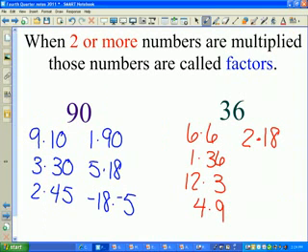So again, 6 times 6, those are factors of 36. 1 times 36, and also vice versa, those are factors of 36. So basically, two or more numbers. If I wanted to list the factors themselves, it will be 1, 2, 3, 4, 6, 9, 12, 18, 36. They're all factors of 36.